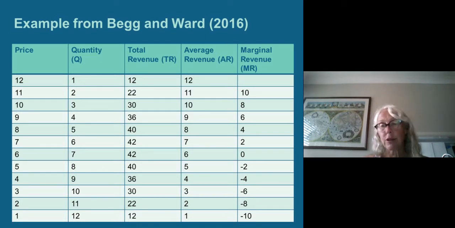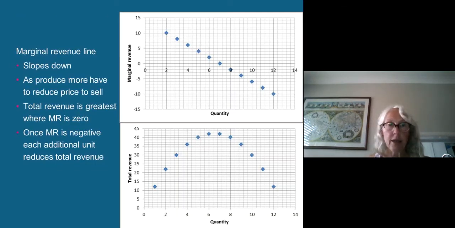And what you see is your marginal revenue gradually goes down and ultimately becomes negative. So if we plotted our marginal revenue line, you can see that it slopes down and at some point it goes through 0. So the idea behind this is that as you produce more of some product, and this could be in terms of selling, say, tickets for an event, you would typically have to reduce the price to sell. Now of course that isn't always the case, but eventually it would be the case for most things. And total revenue is greatest when the marginal revenue is 0, so where it crosses that 0 point.